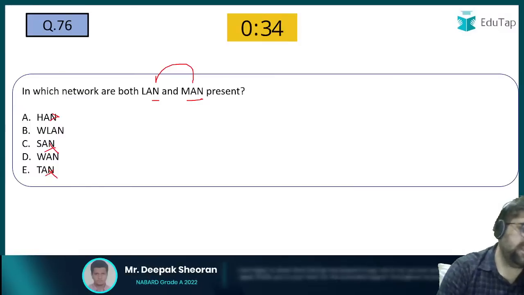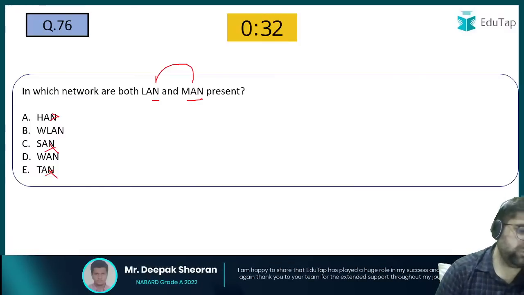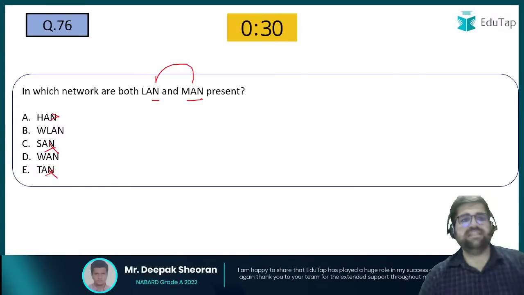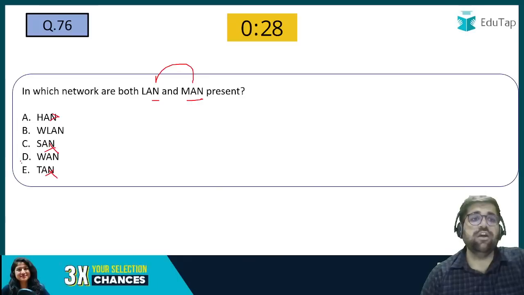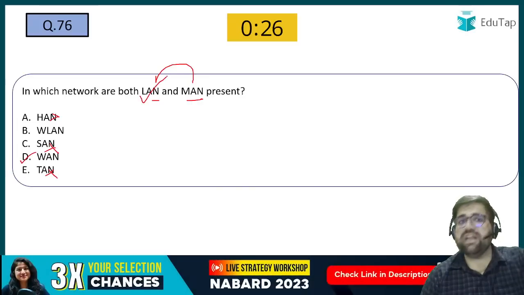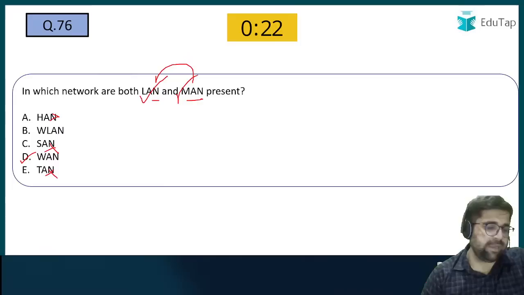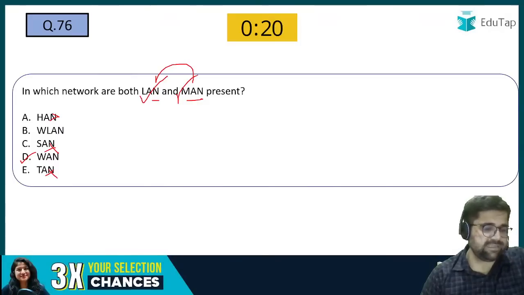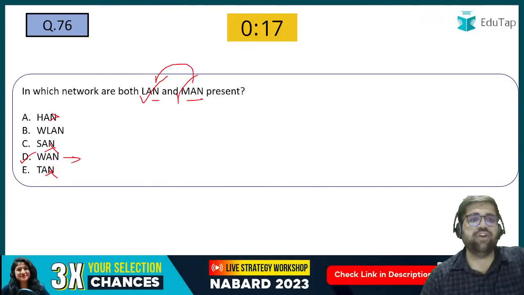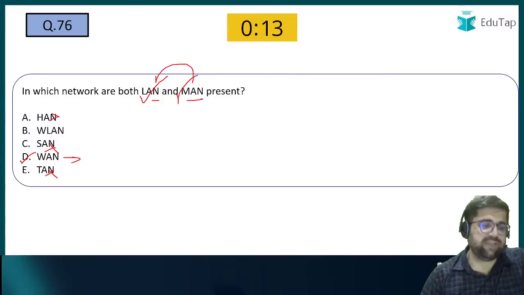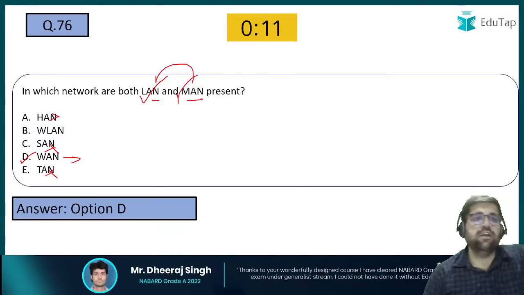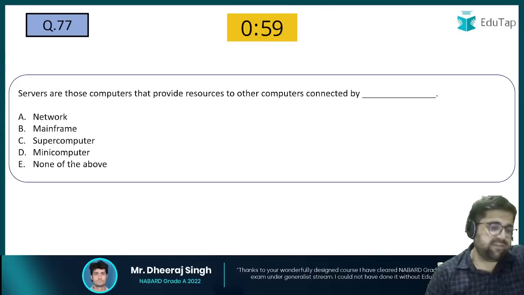Now I'm making your life easy. Two options bache, do mein se you can choose any one of yours preference. Yes, it is your wide area network. So wide area network mein aapke paas local area network bhi hoga aur metropolitan area network bhi hoga. Okay, yes. The answer will be WAN. That is your wide area network. Cool. I can see maximum of you are giving the right answers. Kudos. Chalo. Question number 77.